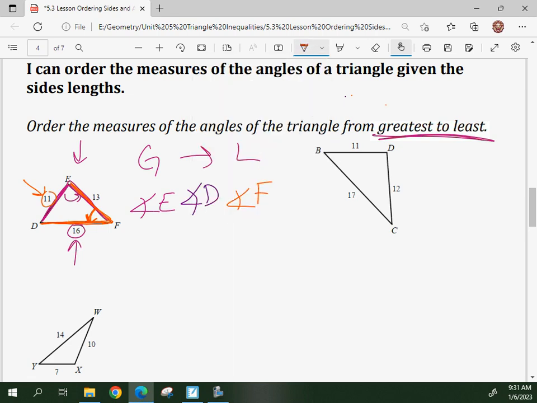So I can do this the same way for any problem. If I know how long the sides are, I can figure out which angle is the biggest, which angle is the mediumest, which angle is the smallest. This is my biggest side. I like the idea of pointing an arrow to it, sort of doing the reverse of what we did before. That means these two sides make the biggest angle, angle D.